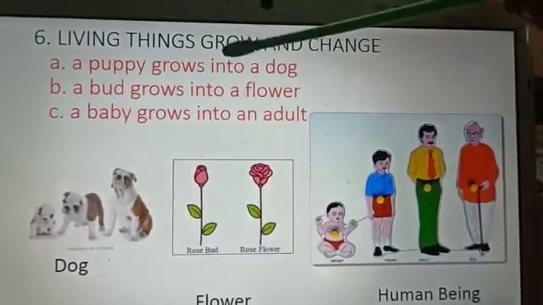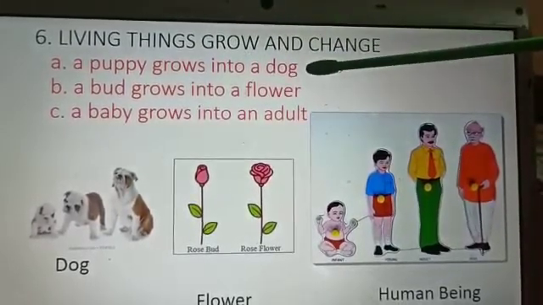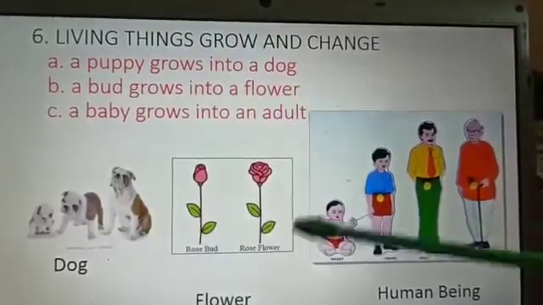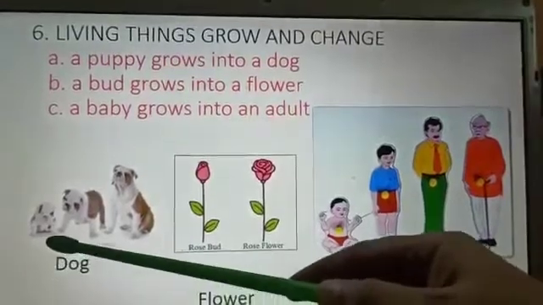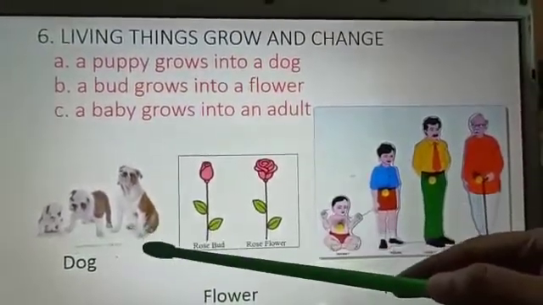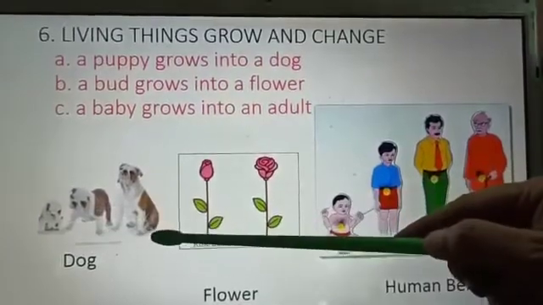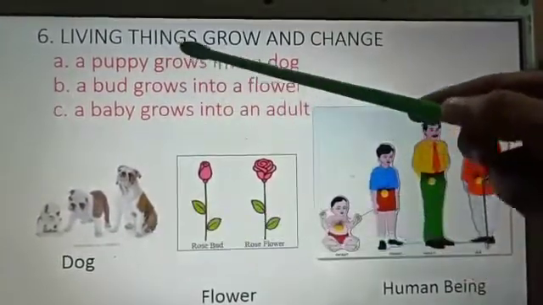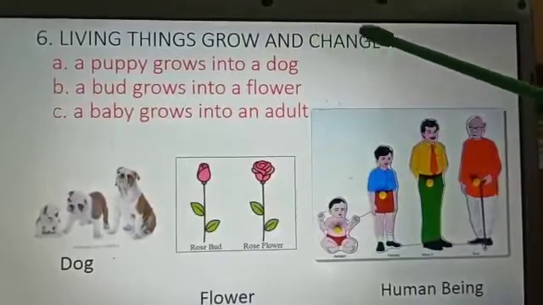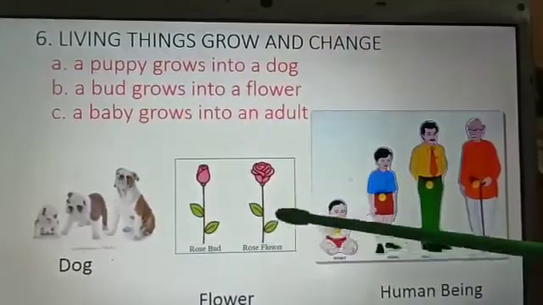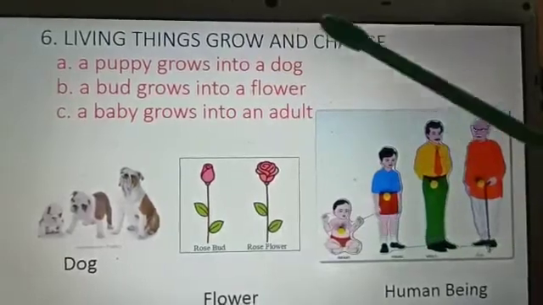A puppy grows into a dog. A bud grows into a flower. You can see in the pictures also, a puppy grows into a dog. Okay, the physical appearance also changes. So living things grow and change. Similarly, a rose bud develops and grows into a rose flower.